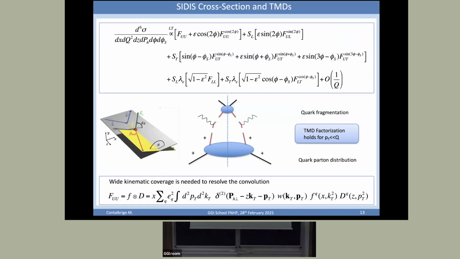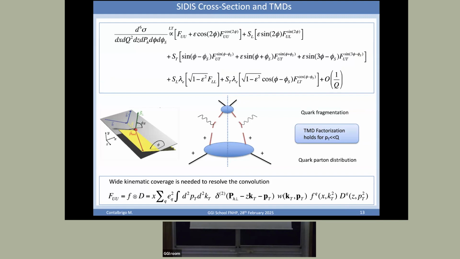So you now take your cross-section. Your cross-section is not anymore x and Q squared dependent, but you have also the fractional energy of the hadron, that is z. You have the transverse momentum, as I said, and the relevant angles, the one of the produced hadron and the one of the target polarization. And you see that you have several terms. They are 8. These are the leading terms. Okay, there are also sub-leading that are suppressed by 1 over Q. But let's fix the leading terms.